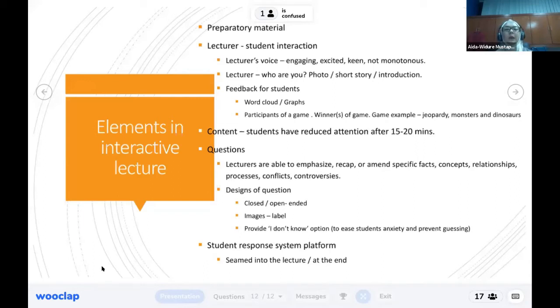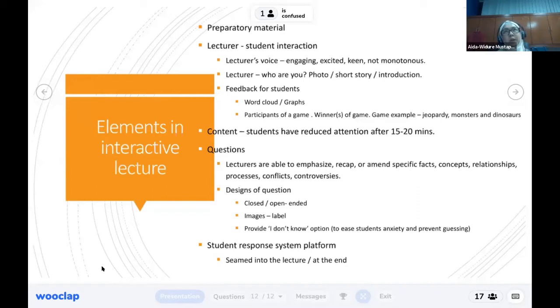Now the next element is the feedback for the students. That means that once you get an answer from them, they would like to get back feedback. So in terms of graphs or word cloud that I've just shown you just now, or if you want to make it a step further, your interactive lecture can actually be a part of a whole game. It can be totally just a game, where for examples you have Jeopardy, Monsters, Dinosaur, all sorts of games that you can search online, that you can conduct as an online lecture.